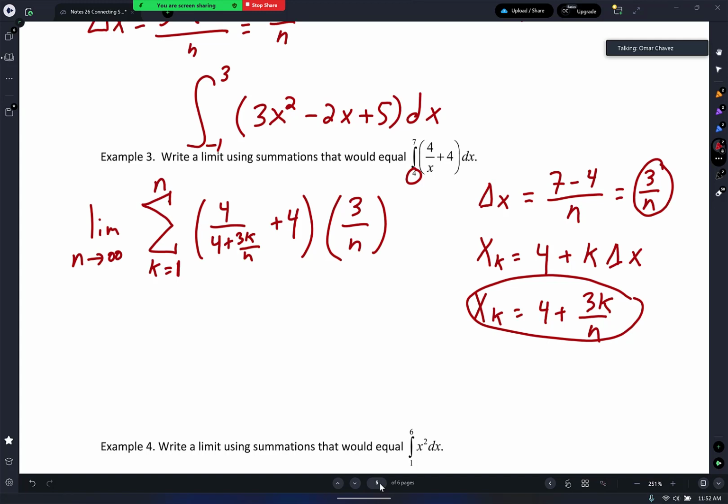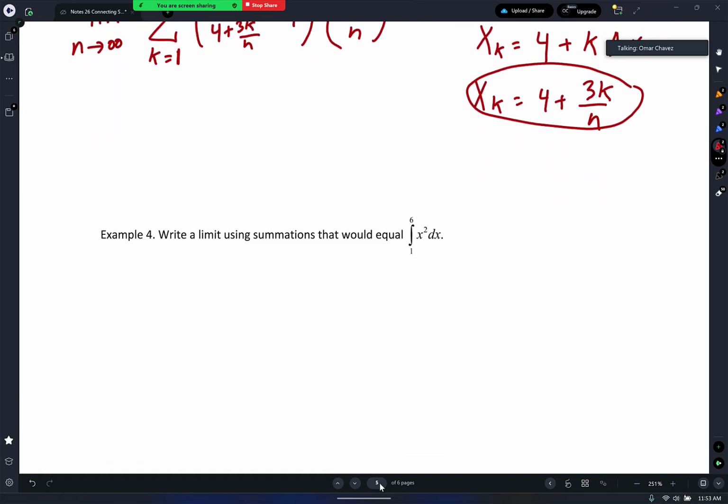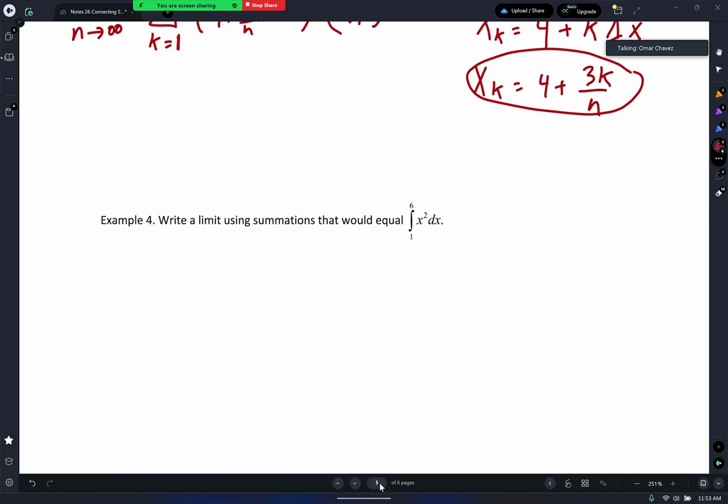How do we feel? I know it's hard, guys. That's why with example 4, that's the one that I did an x squared there on purpose. I wanted to do a hard one first and then go to an easy one. And okay, well, check this out. Let's go to this one. Write a limit using summations that would equal this.